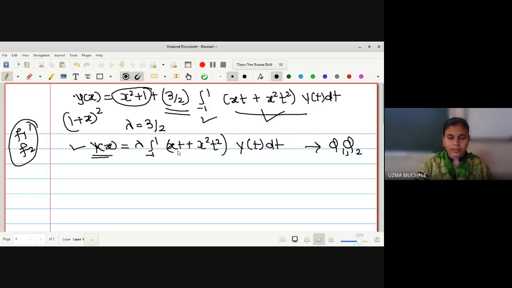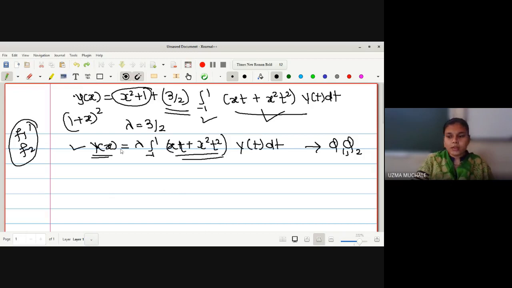Before going to that, can anyone tell me whether this is a symmetric kernel? No doubt the question says it is a symmetric kernel, but how are you going to verify it? We have to see that k of xt is exactly k of tx. To check, wherever you have x, put t, and wherever you have t, put x. No doubt you will get the same one: tx plus t square x square. In this way we get k of xt equals k of tx.